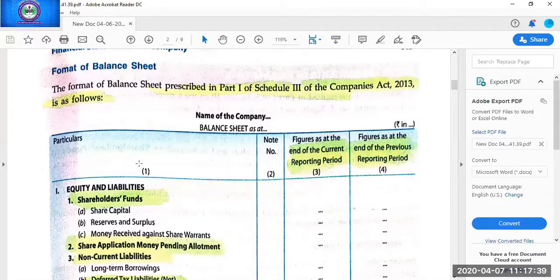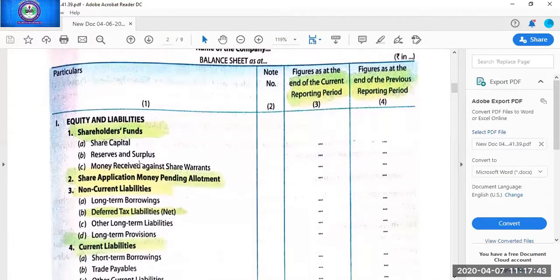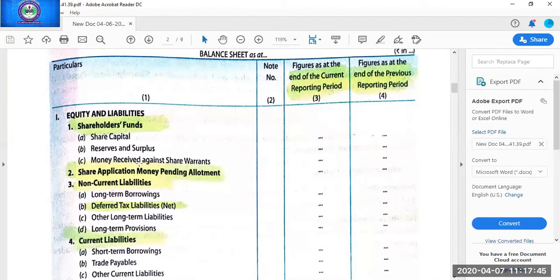Now the first column, nothing is new in the format of the balance sheet, but here we will be doing the balance sheet in detail. In chapter 3 too, we have already done this format of the balance sheet, but there I told you some heads which were used there.